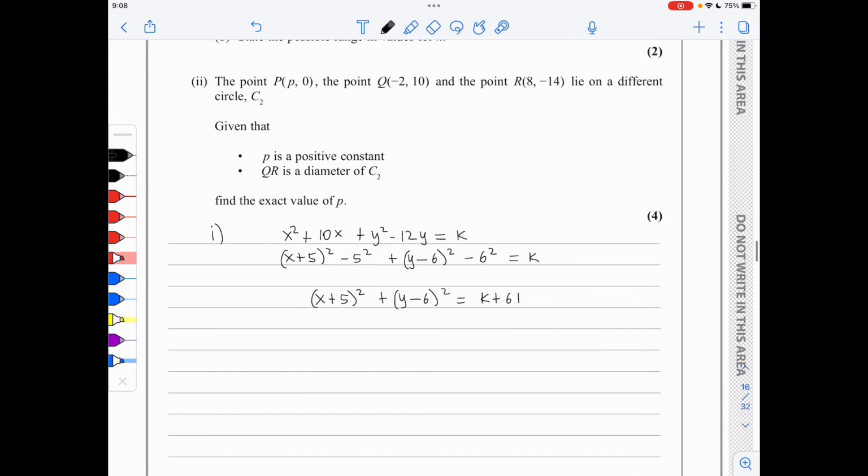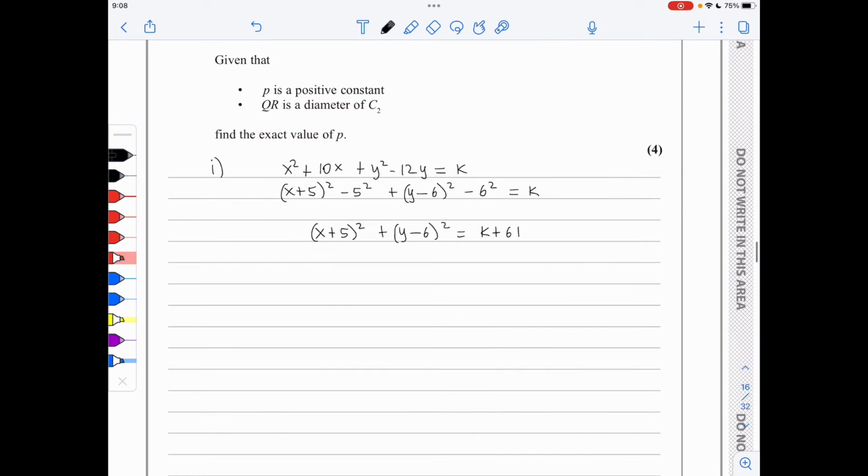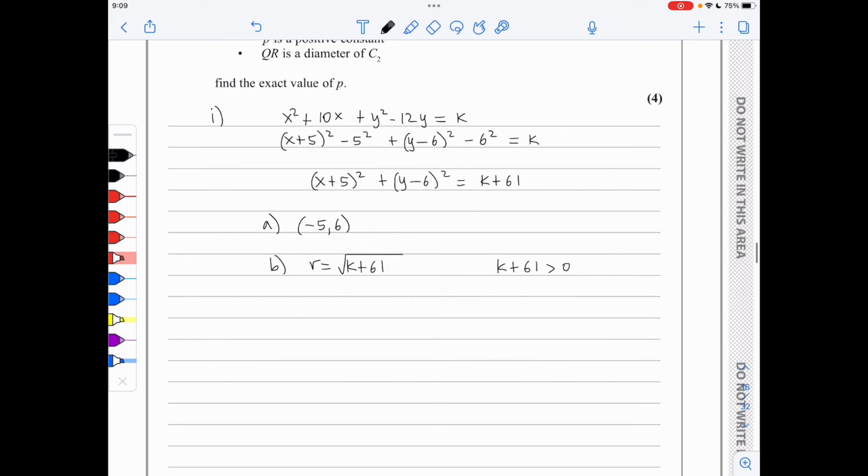Now, from this, we can conclude that the coordinates of the center are (minus 5, 6). This can be seen from the brackets here. And the radius will be the square root of k plus 61. And therefore, it is obvious that we need k plus 61 to be greater than 0. Otherwise, we will have a problem in evaluating the square root if it's negative. So this means that we need k to be greater than negative 61.